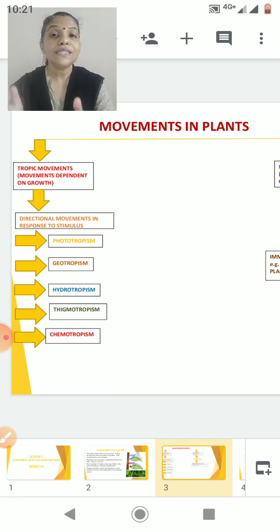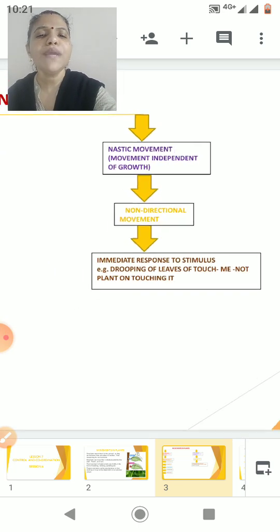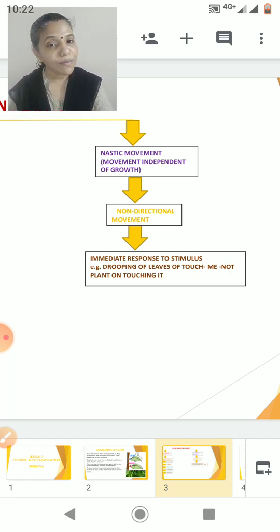So this is regarding the tropic movements. Tropic movements are the movements which are dependent on growth, and they are directional movements that move towards the direction of the stimuli. Now, let us see the next movement in plants. The next movement in plants is the nastic movement. Nastic movement is the movement independent of growth. It is not related to growth, and these nastic movements are non-directional movements. It is not going to move towards a particular stimulus, so you call it a non-directional movement.